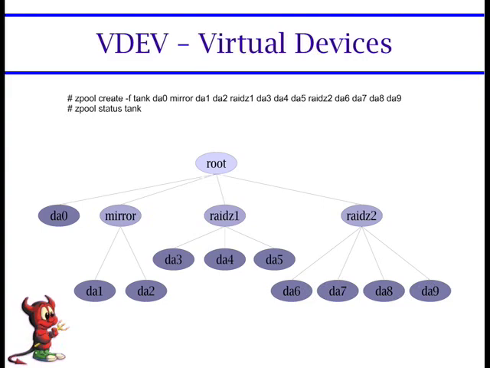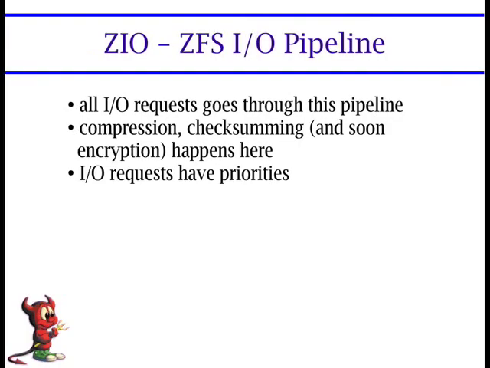Then there is the ZIO layer, which is responsible for all the IO requests. This is where compression, checksumming, and so on, encryption happens. And all the IO requests have priorities. For example, read requests have a little bigger priority because you can delay writes, but you are waiting for reads, so reads should be done earlier if possible. And stuff like synchronization is happening in the background with lower priority, so it's also very good.